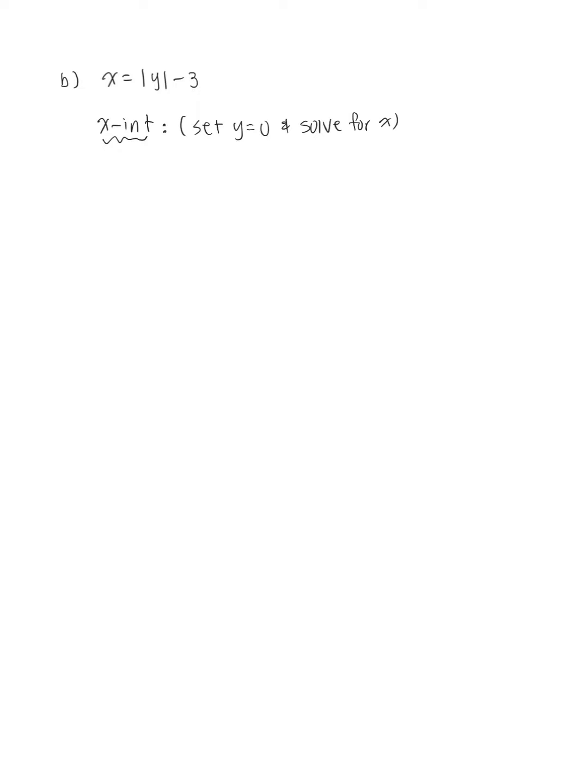Okay, so then here you're going to have x equals absolute value of 0. That looks like 101, doesn't it? This is the absolute value, sorry. And then minus 3, which is 0 minus 3, which means that your x-intercept is going to be negative 3, as we expected.